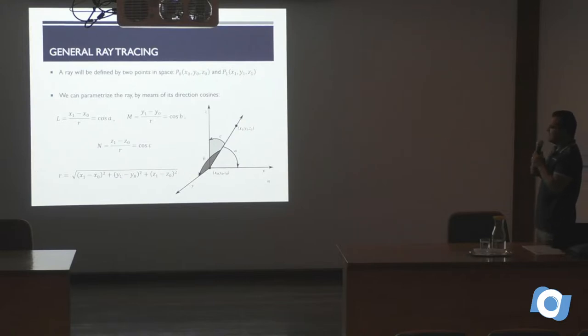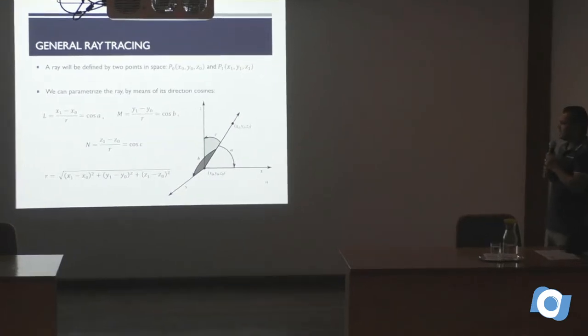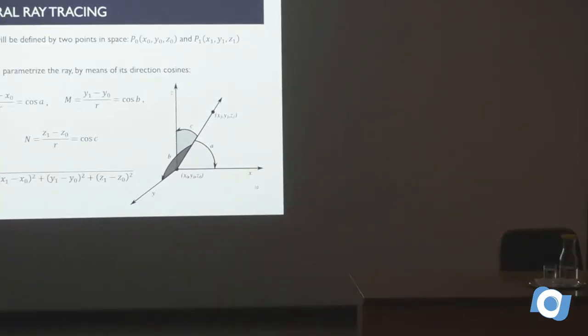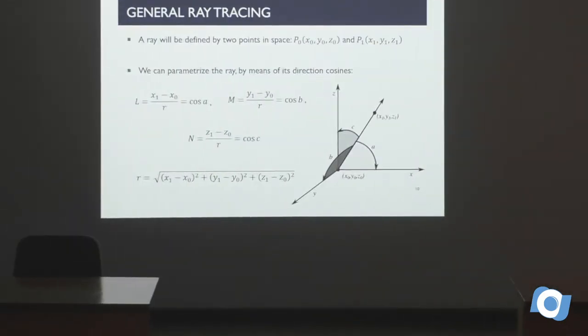Well, let's see a little geometry. Then, I said that we will treat rays as vectors. So a vector is defined in space by two points, an origin point and a direction point, P0 and P1. But we will parameterize these rays in order to have control over the position across the travel. So we do that by means of the direction cosines. So it's just a parametrization of the coordinates, right? And R being the magnitude of the vector. Okay.